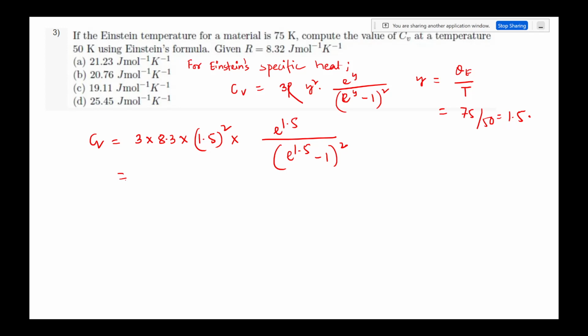So for my calculations, it's coming out to be 20 point something. So why were we not able to get this? Because you know this, right? This is in Joule per mole per Kelvin. So this is the value, and the nearest value is this one. So this is the correct answer. This is just from the formula we derived a few minutes before.